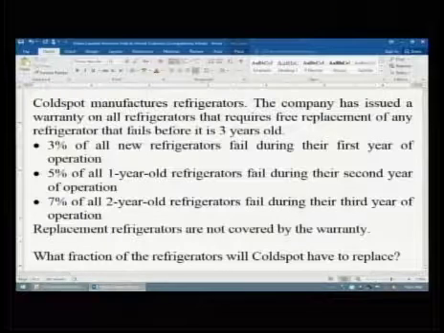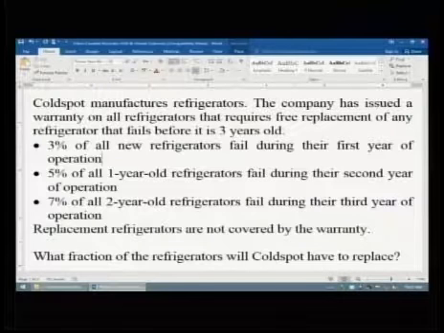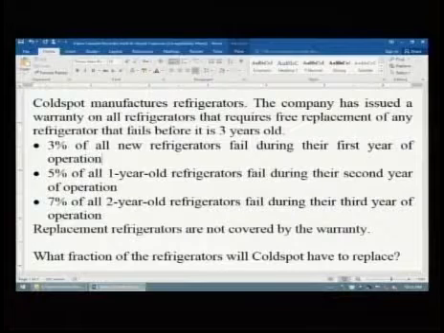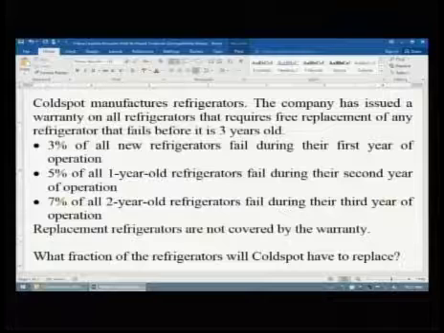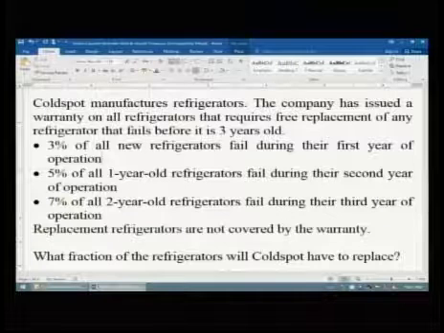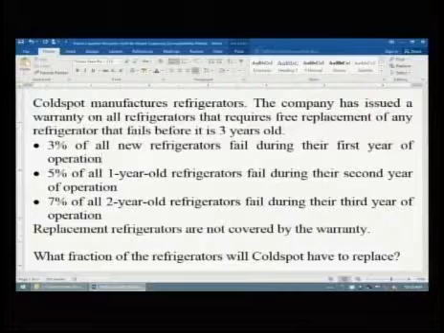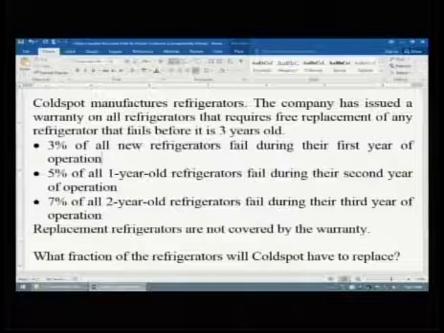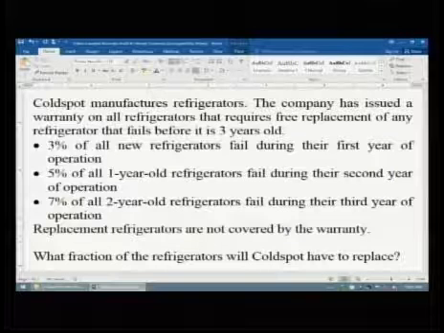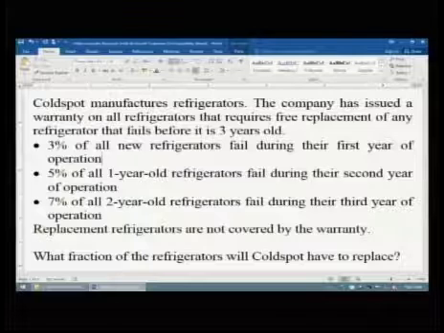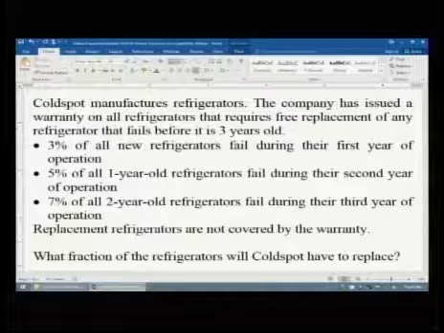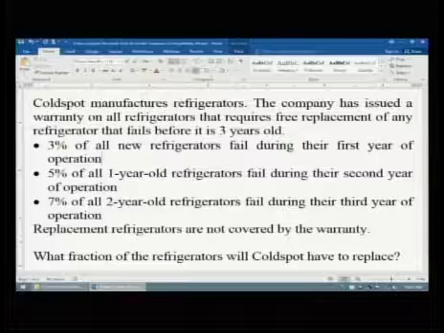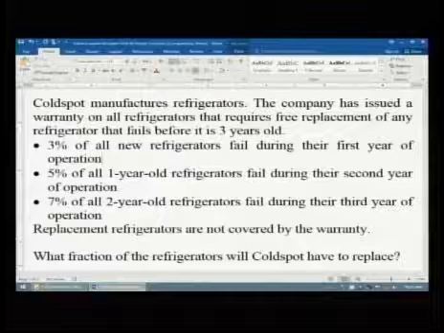Okay, so let me read the problem description first. Cold Spot manufactures refrigerators, and the company has issued a warranty on all refrigerators that requires free replacement of any refrigerator that fails before it is 3 years old. And 3% of all new refrigerators fail during their first year of operation. So in that case, we assume that it is replaced by the new one.